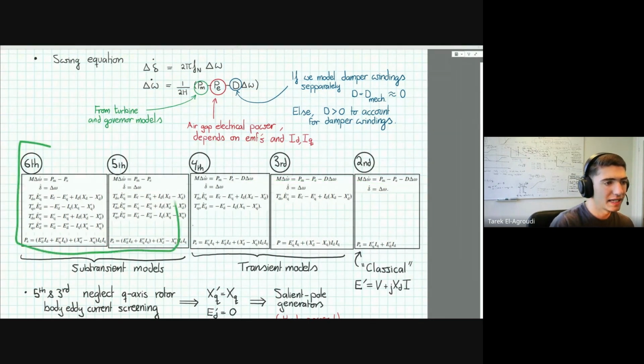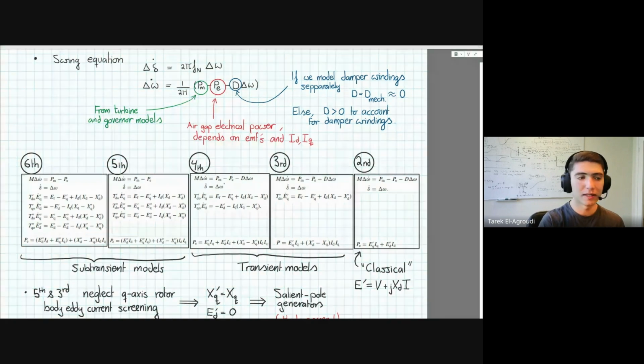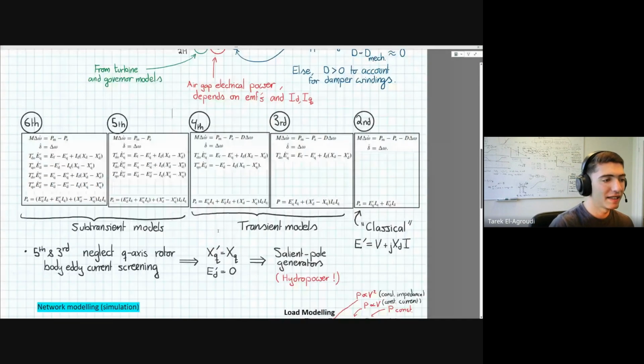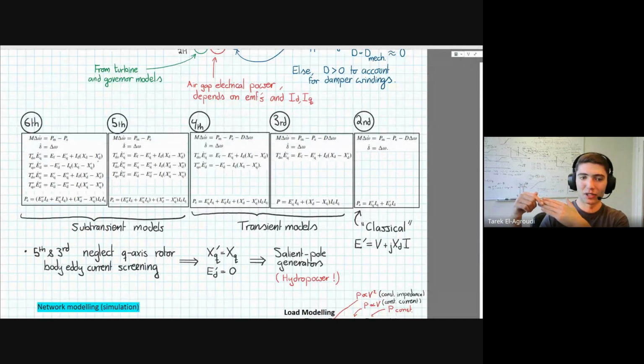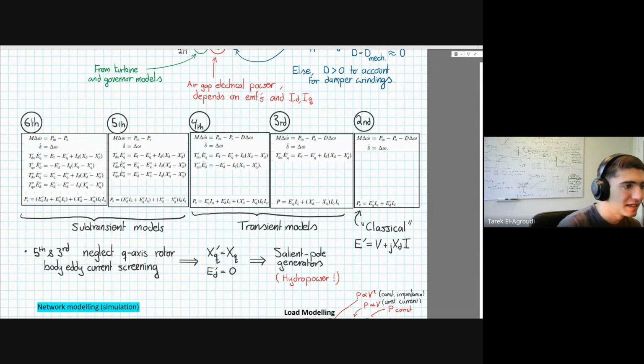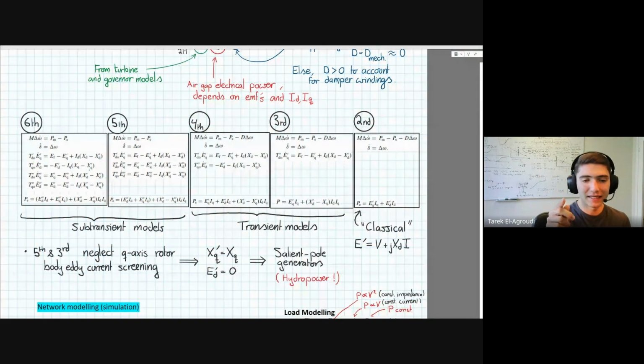The difference between the 6th and 5th and the 4th and 3rd order models is a bit subtle, but it's related to this d-axis transient voltage. You can remember the transient is related to the field windings, and the field windings are technically only in the d-axis, which means in the d-axis you shouldn't even have this. If the windings are only in the d-axis, then the voltage should only be in the q-axis.